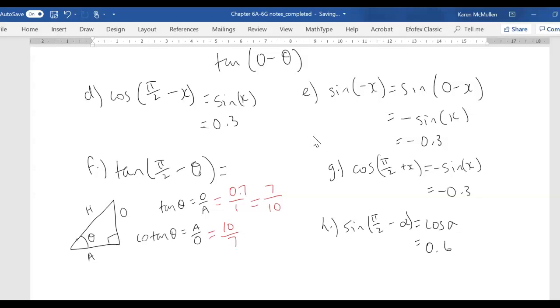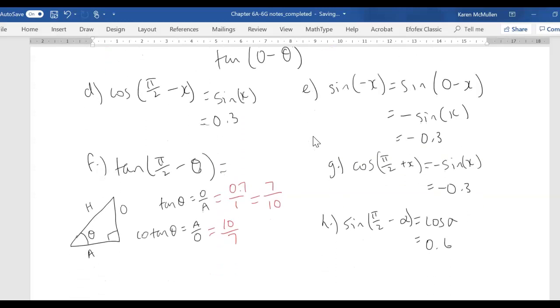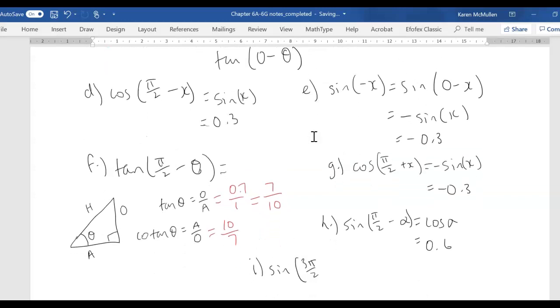And let's just do the last one. So I: sine of 3 pi on 2 plus alpha.